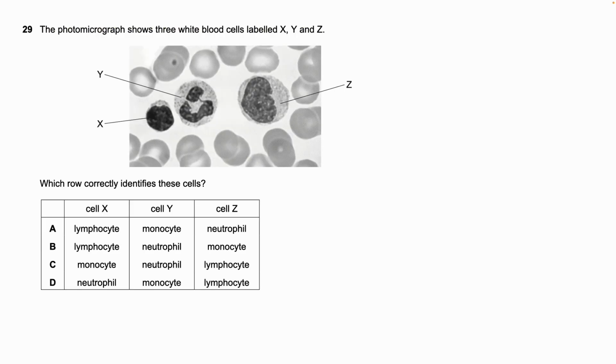Question 29. The photomicrograph shows three white blood cells labeled X, Y and Z. Which row correctly identifies these cells? So the white blood cells are labeled X, Y and Z.